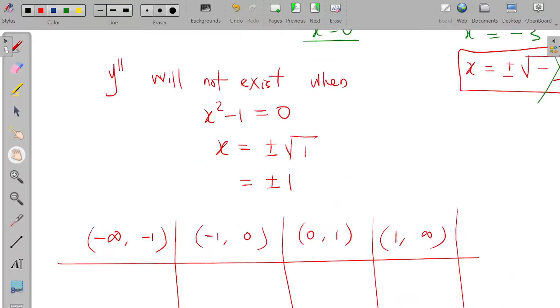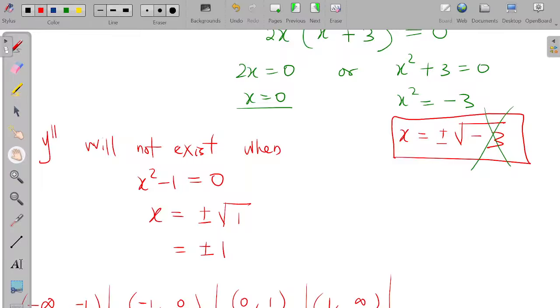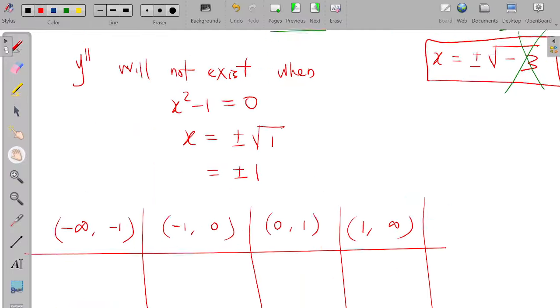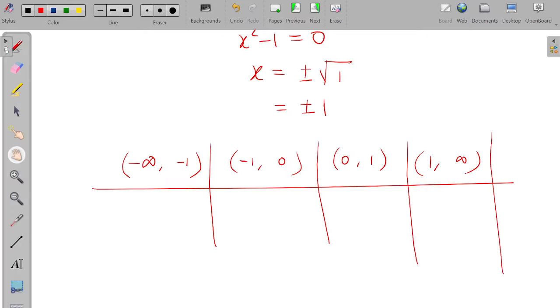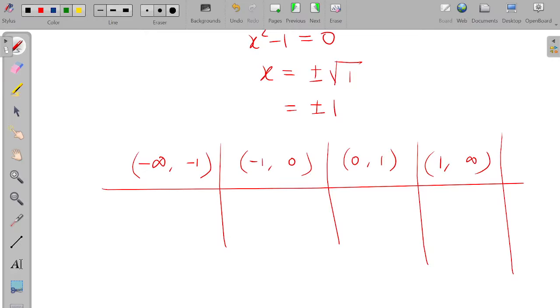Please remember that we don't use this one because this is a complex one. Okay, it's not a real root. Anytime you have the root of a negative, you are not to use that. It's a complex root. Okay, all right, so now let's find where the second derivative will be greater than 0 or less than 0. So we want to find where the second derivative will be greater than 0 and where it will be less than 0. That's what we want to find.